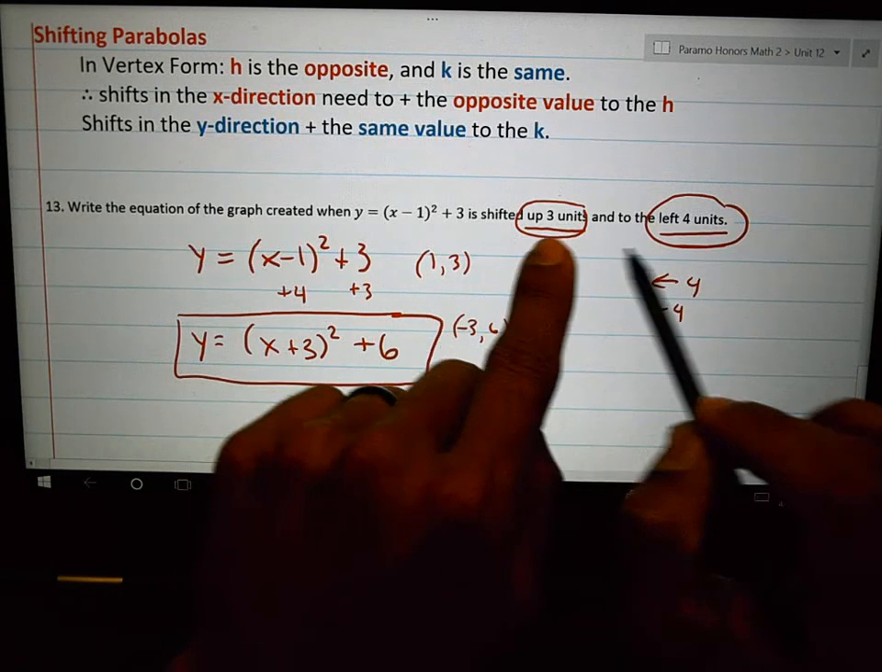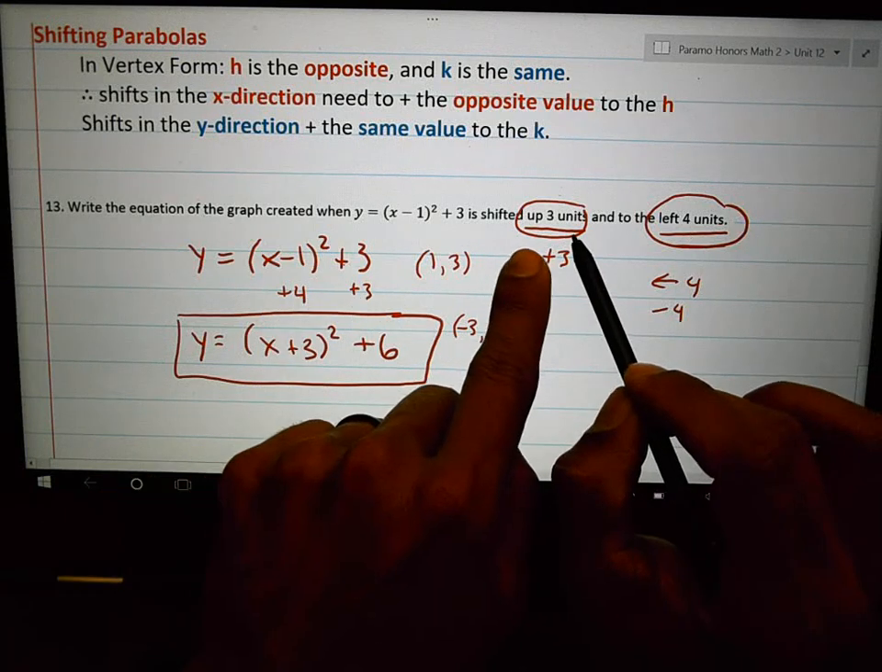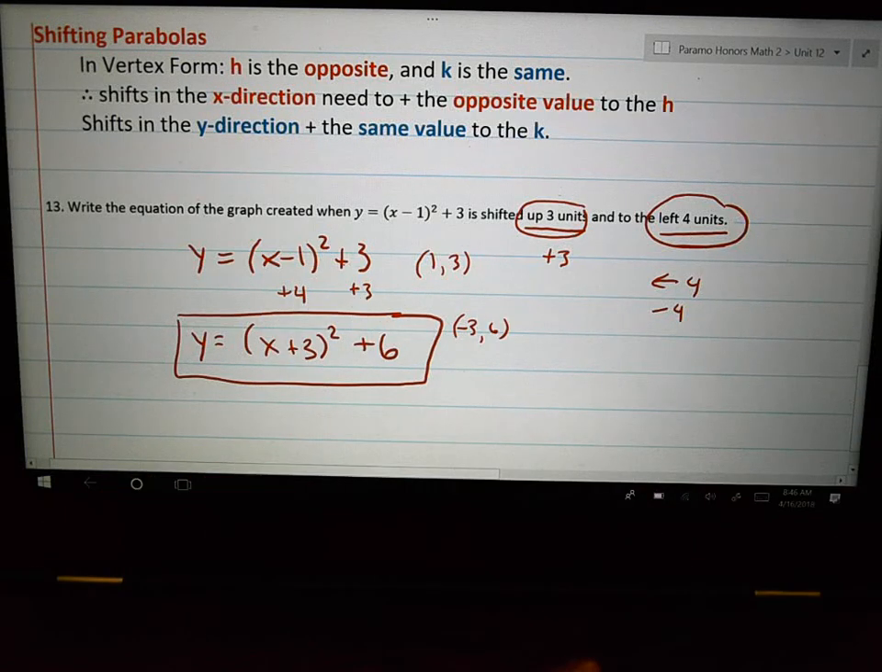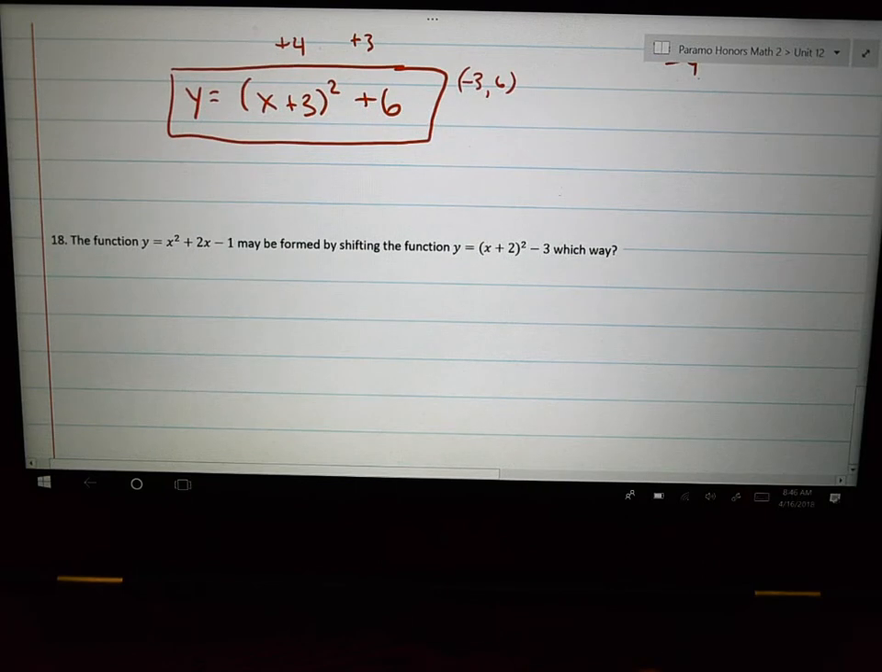And notice left and right goes with your x, and what do they give you first? The y coordinate, because they know some of you will mess that up. I do have one more example, and I just want to talk about it. I'm not going to solve it for you. It's number 18.